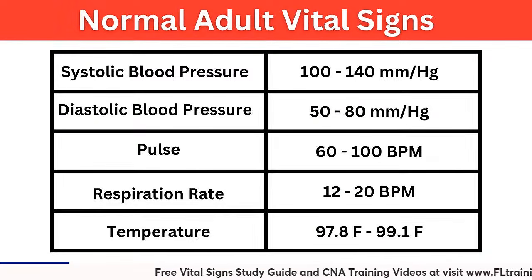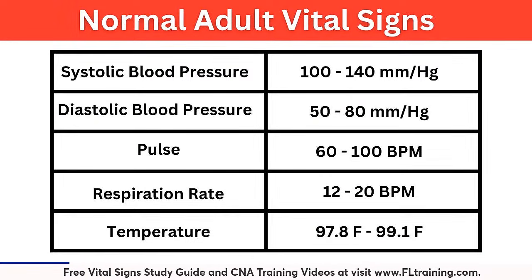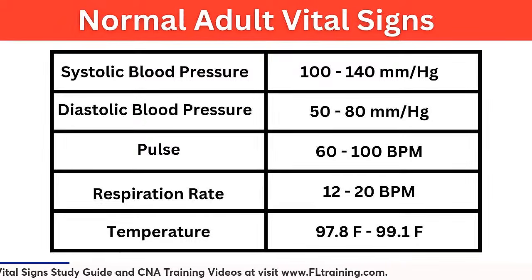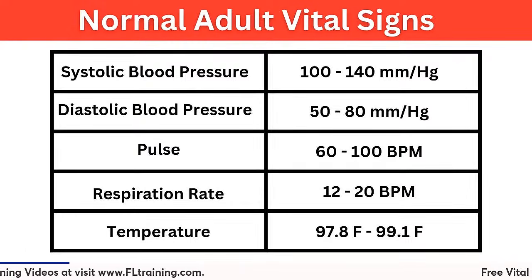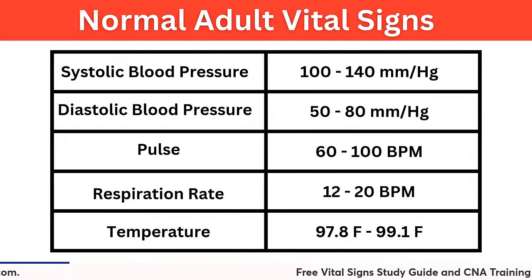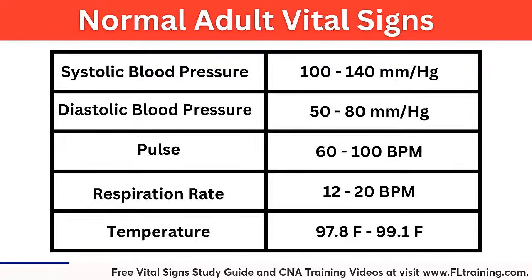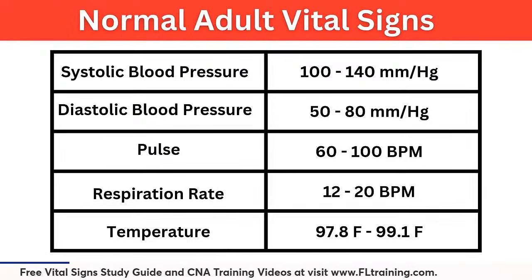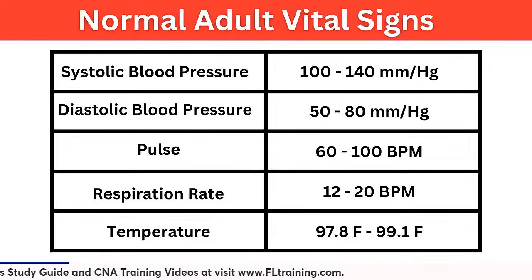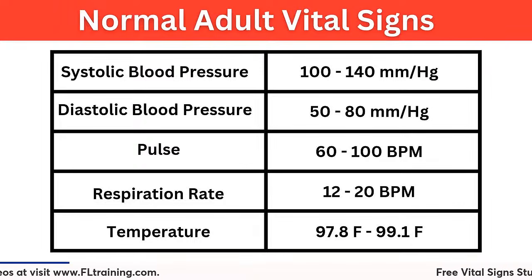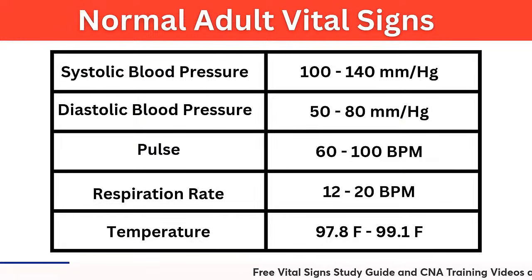And here's just a synopsis of everything that we covered. The systolic blood pressure, the top number, is 100 up to 140. The diastolic is 50 to 80. If your nursing instructor or your school tells you anything differently, I need you to go by what they say so that you can pass their test. The adult heart rate or pulse is 60 to 100. The respiratory rate is 12 to 20. The temperature is 97.8 to 99.1.